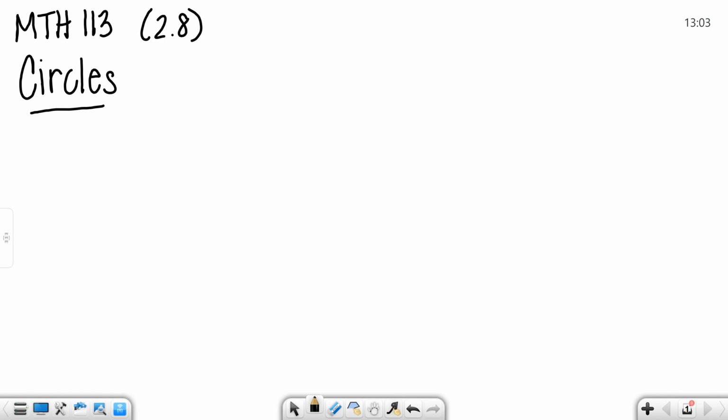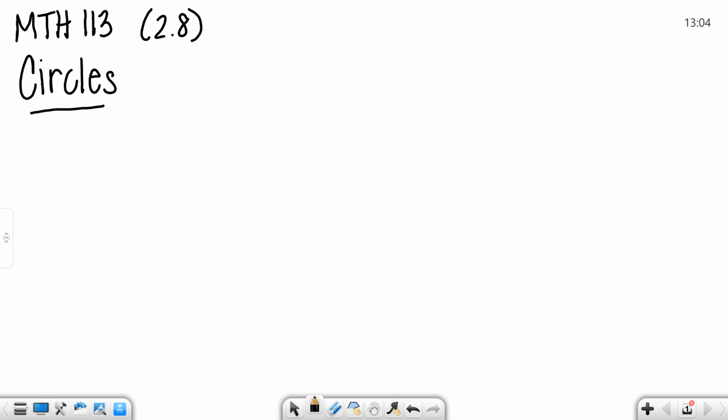Math 113, Lesson 2.8 covers circles. And really this is a review to get us to where we need to be in order to better understand the ellipses in Chapter 10. So 2.8 will be covered on this next exam that we have. So I don't want you to think you are in the wrong place.